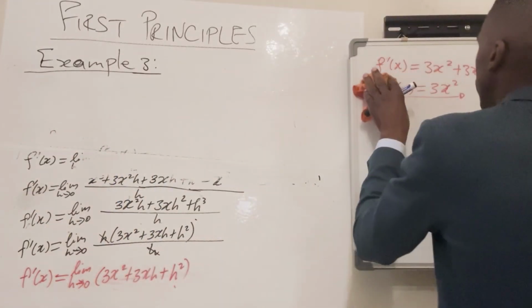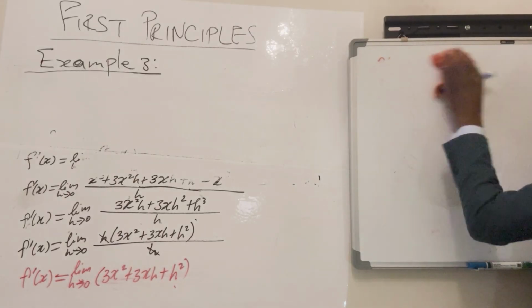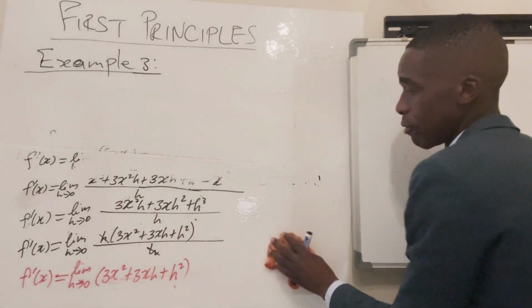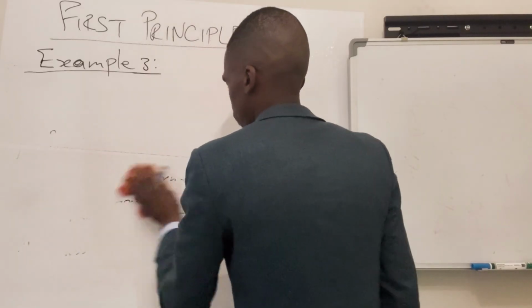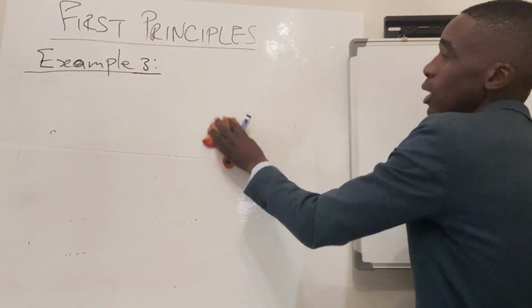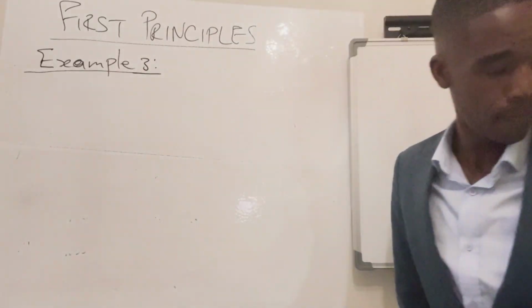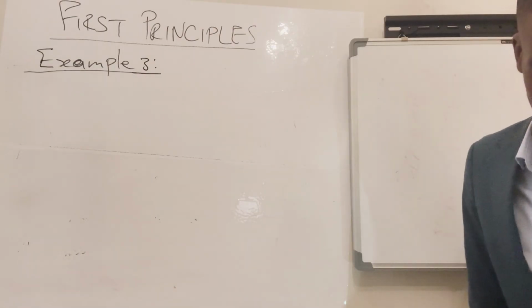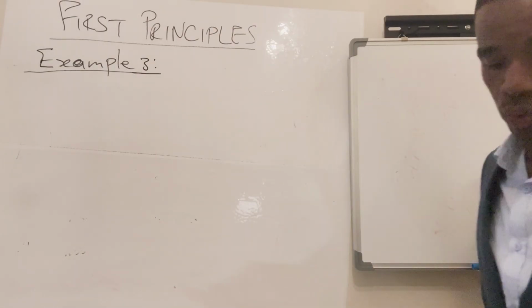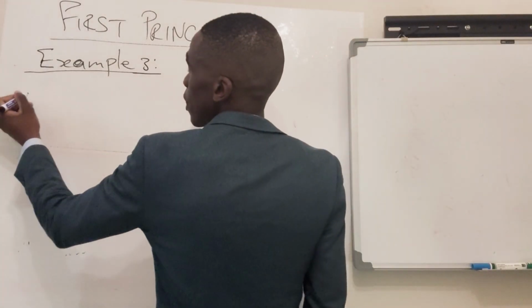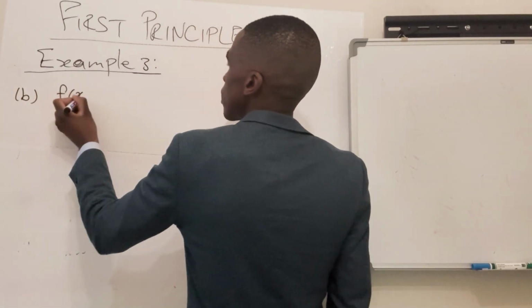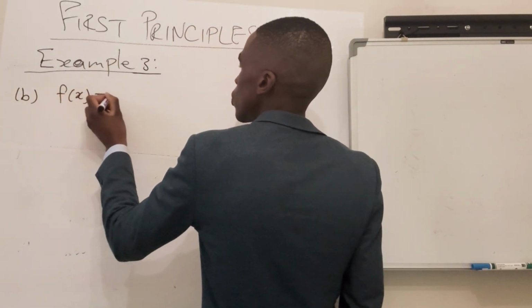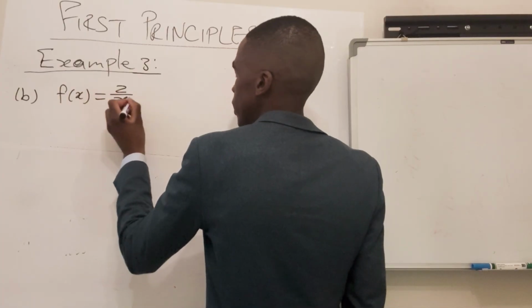That is example 3b, where we differentiate from first principles. Let us see. B, f of x is equal to 2 over x.